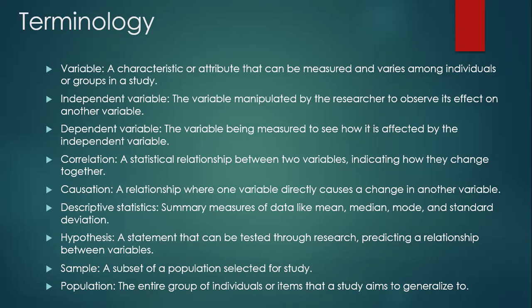Then another term, correlation. You want to find out how something reacts to something else. You want to find a correlation of that. So it's a statistical relationship between two variables indicating how they change together. If one does this, then the other one is affected and does that. That's a correlation. Causation is a relationship where one variable directly causes a change in another variable.